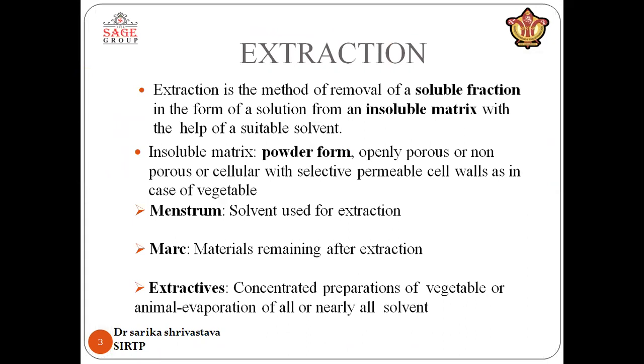Before I explain the Soxhlet apparatus process, I will explain extraction. Extraction is the method of removal of the soluble fraction in the form of a solution from an insoluble matrix with the help of a suitable solvent. The insoluble matrix is in powder form, openly porous or non-porous, or cellular with a selectively permeable cell wall as in the case of vegetables. The term menstruum is used for the solvent used for the extraction process.